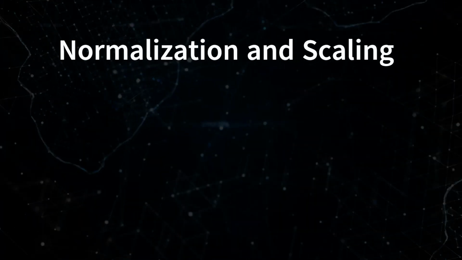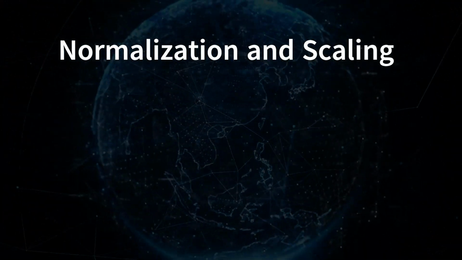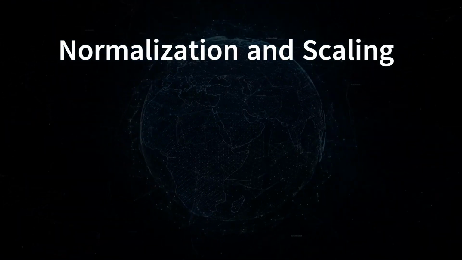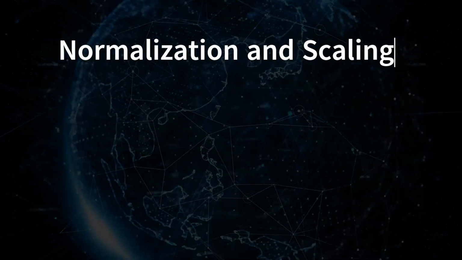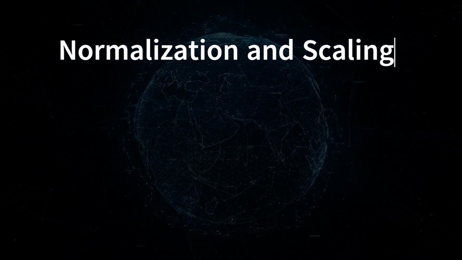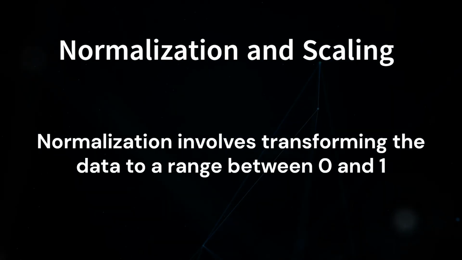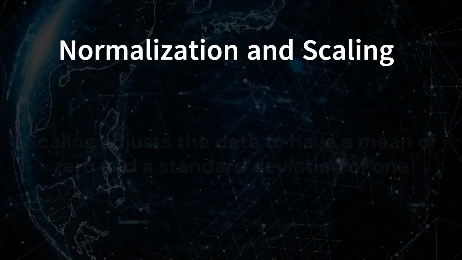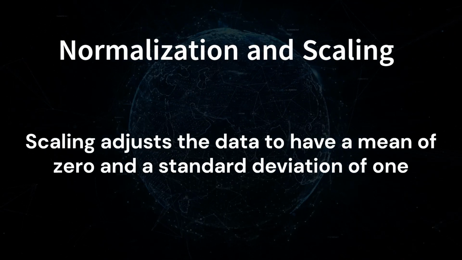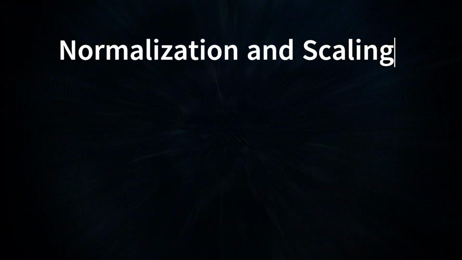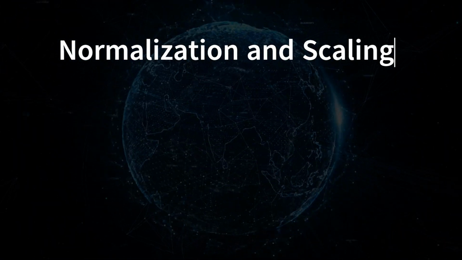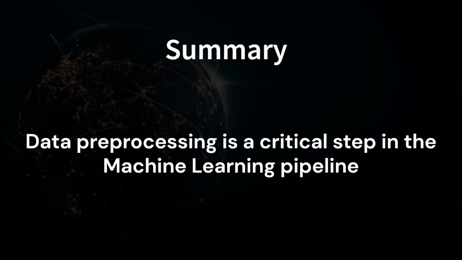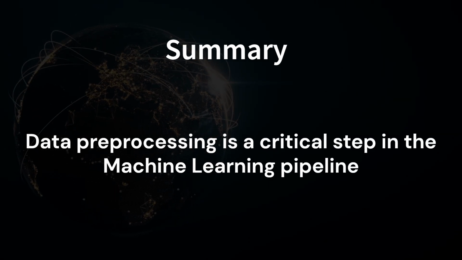Next, we have normalization and scaling. These techniques adjust the data to a common scale, which can significantly improve model performance, especially for algorithms that rely on distance measurements, such as k-nearest neighbors or support vector machines. Normalization involves transforming the data to a range between 0 and 1, while scaling adjusts the data to have a mean of 0 and a standard deviation of 1. These techniques help ensure that all features contribute equally to the model, preventing any single feature from dominating due to its scale.